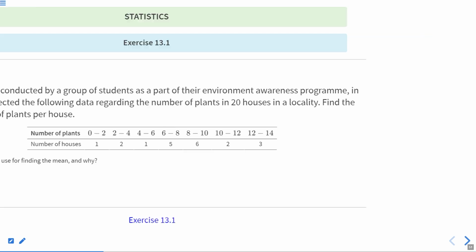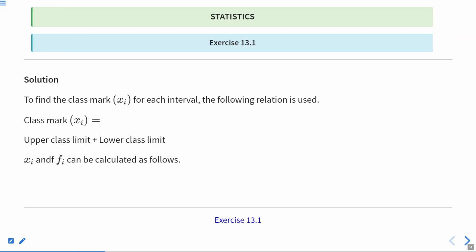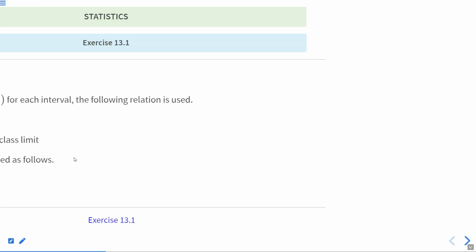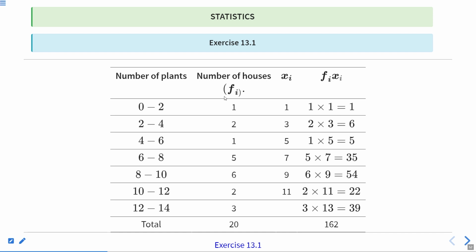Okay, so here to find the class mark xi for each interval, the following relation is used. Class mark xi is equal to the upper class limit plus the lower class limit, divided by 2. And fi can be calculated as follows.